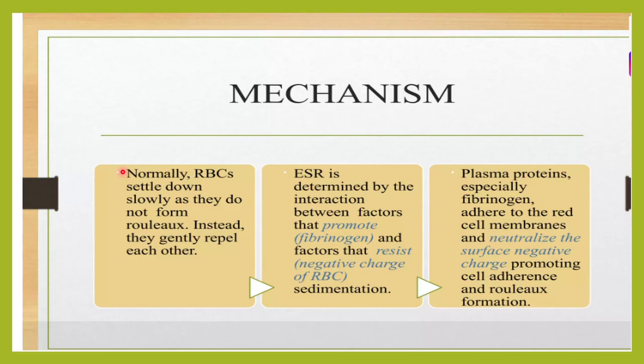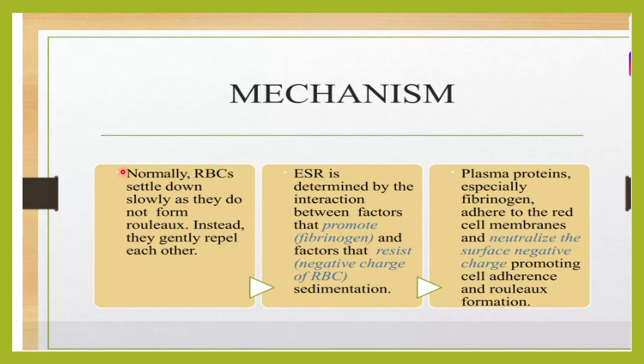But when there are factors which promote increased settling, like fibrinogen and globulin, the negative charge is neutralized and they will settle more quickly. Especially fibrinogen will combine with the red cell membrane and neutralize this negative charge, and because of that the RBCs will settle together, come close to each other, and form a Rouleaux.